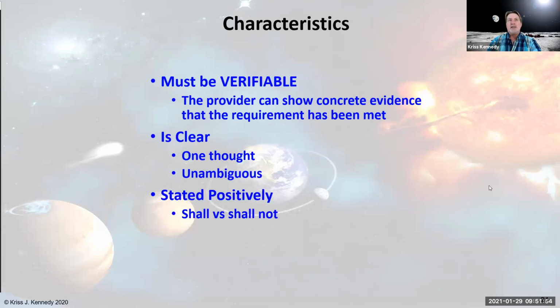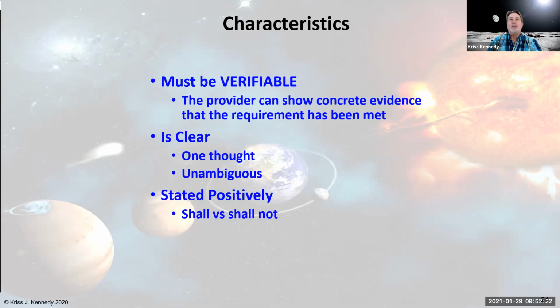A characteristic of a requirement is that it must be verifiable. The provider can show concrete evidence that the requirement has been met. So the hardware and software that has been built can show that they've done the verification analysis or verification of the system, of that particular element or component or whatever it might be, and that it meets that requirement.